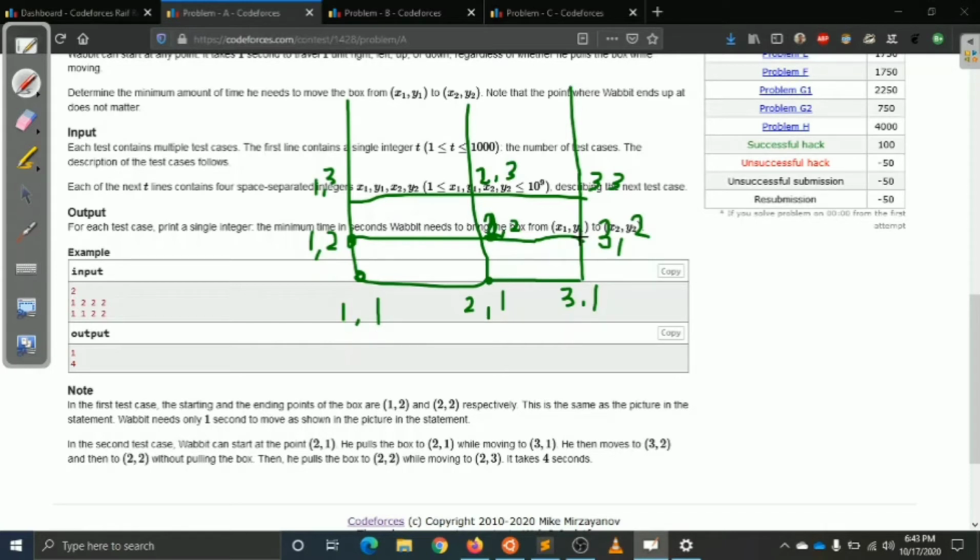Okay, so here you can see what I'm trying to show you. Basically, we are not allowed to move there, so that's the reason.